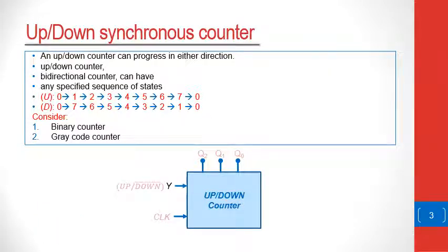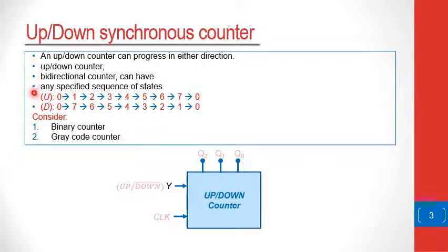So on the matter of up-down counters, up-down counters are counters which can progress in any direction. That is, they can count either up or count down. So they are bidirectional in that sense.